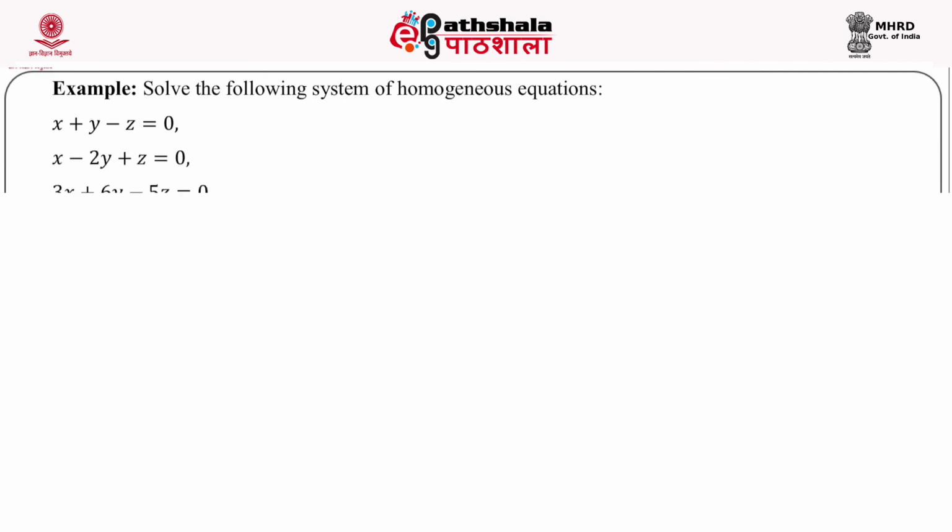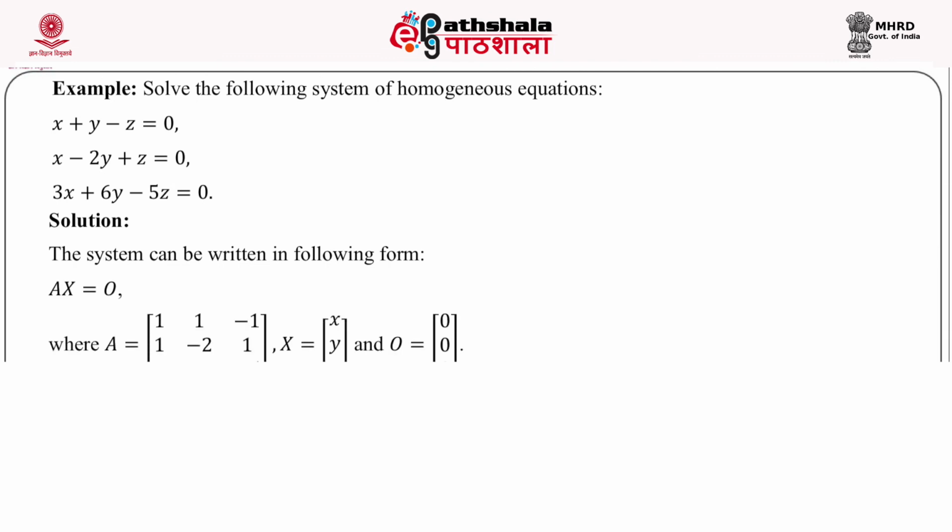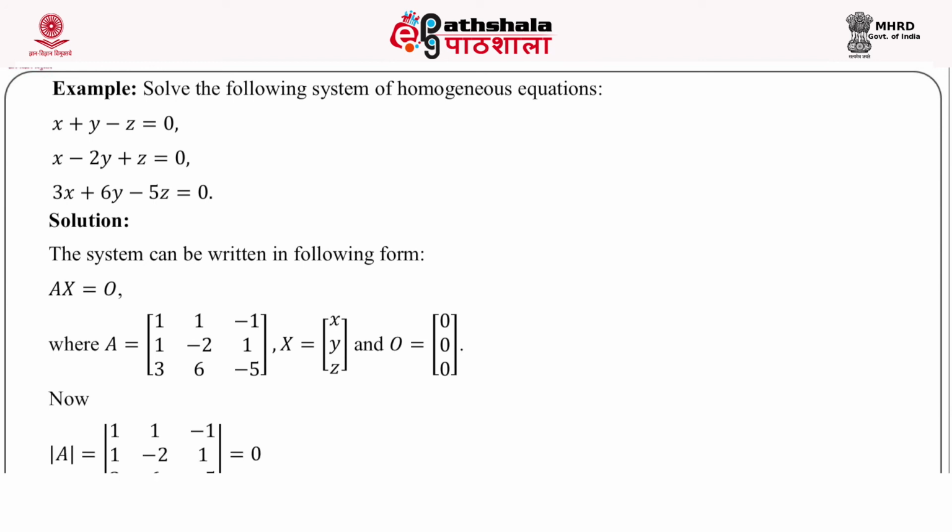Now solve this homogeneous system. Again, writing this system in matrix form, where A is the coefficient matrix, X is the variable matrix, and the right hand side is a 0 matrix. Now the determinant of the A matrix is 0 here. So the system will have infinitely many solutions. Now to solve the given system, consider the first two equations and put z equal to k. So we have this new system. So we will again solve this system.